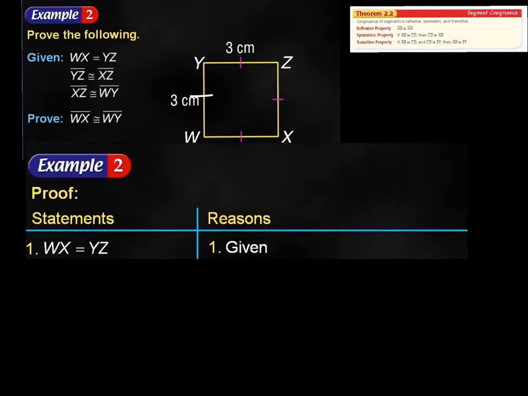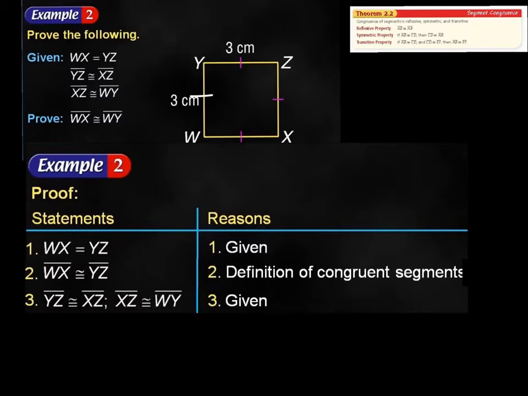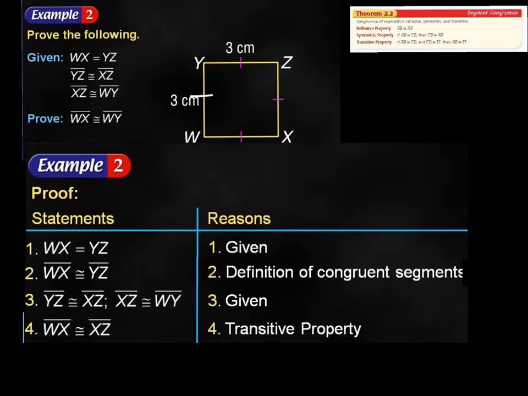But we've got to write it out, so we've got WX is equal in length to YZ from our given. So that means that the segments are congruent by the definition of congruent segments. We were also given that YZ is congruent to XZ and XZ is congruent to YW. We can use the transitive property now to say that WX, since it's congruent to YZ, and YZ is congruent to XZ, it must be congruent to XZ.